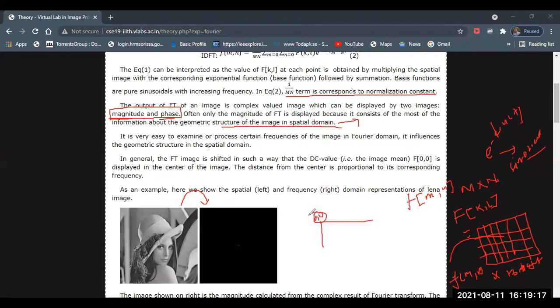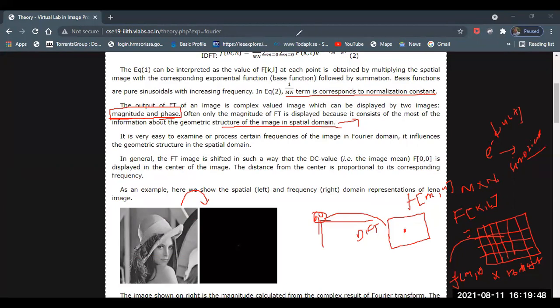Whenever you perform the Fourier transformation, this mean value is shifted to the center of the image. So when you perform FFT or DFT, this mean value at (0,0) is shifted to the center, and the rest of the frequencies are nothing but the distance from the center, which is proportional to the basic frequency.